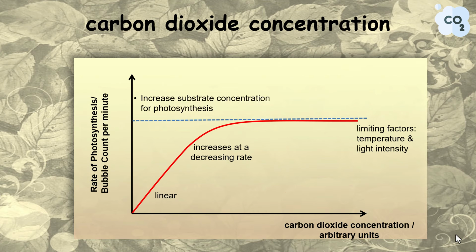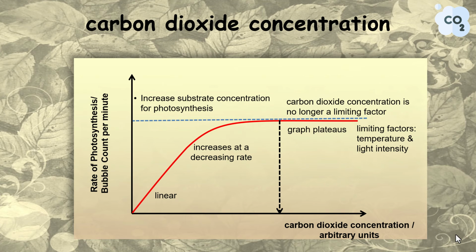The explanation of the initial increase is because carbon dioxide is the substrate or raw material for photosynthesis. If the concentration of substrate increases, the chance of them bumping into enzymes and hydrogen, forming ES complexes, also increases. When the graph plateaus, CO2 is no longer a limiting factor, and other factors such as temperature and light intensity can be the limiting factor.